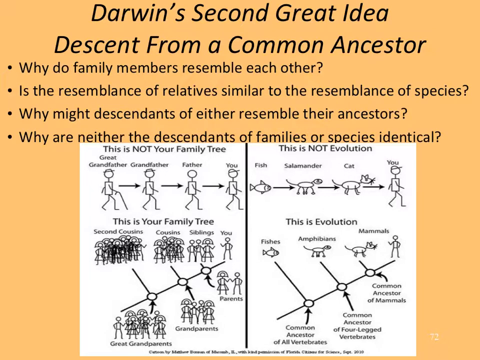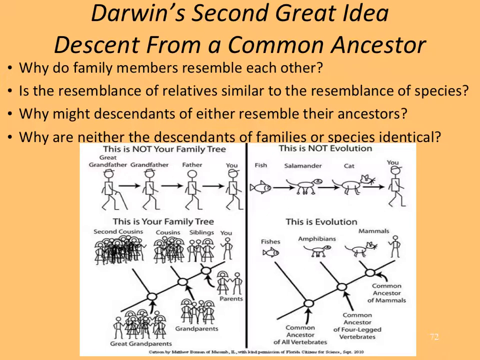Okay. Darwin's second great idea: descent from a common ancestor. Do you have any brothers or sisters? Yeah. Do you look like any of them? Yeah. Okay. Why? Why do you look more like one of them than like him over there? Because we inherited traits from the same person. Okay. So, different parents, descended from different ancestors. So that's why family members generally look more like each other.